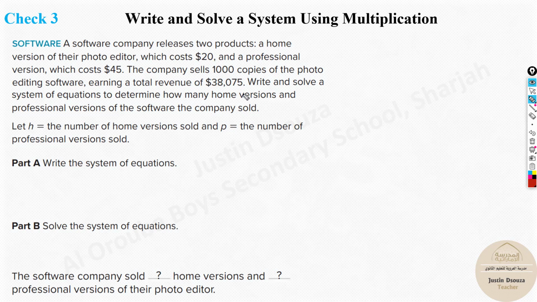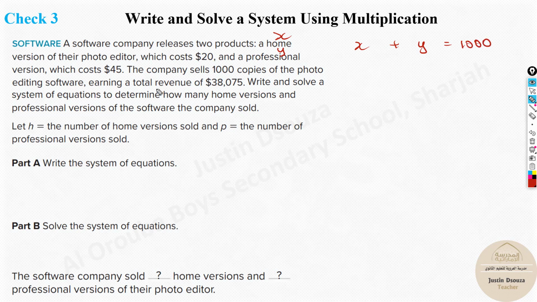A software company releases two products, a home version of their photo editor, which costs $20, and a professional version, which costs $45. The company sells 1000 copies. Now again over here, first let's take X and Y. X is the home version and the professional version will be Y. So when I add X plus Y, that must give me 1000 because they are selling a total of 1000 copies.